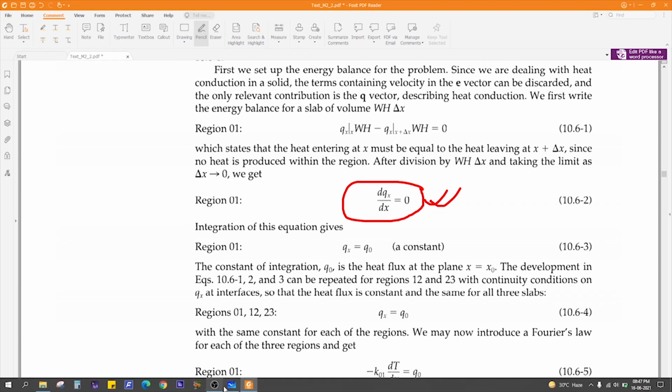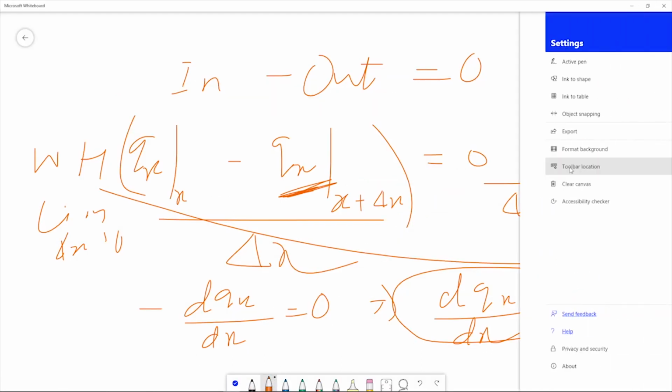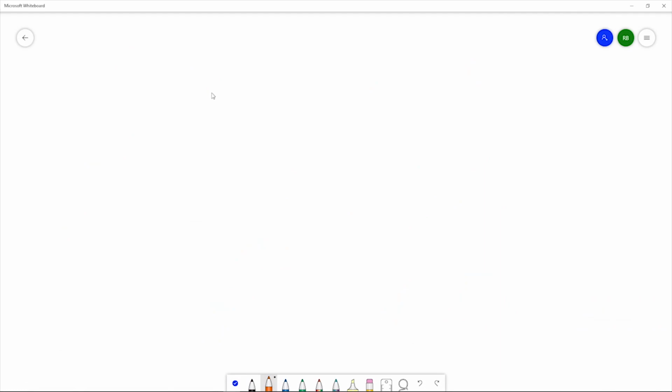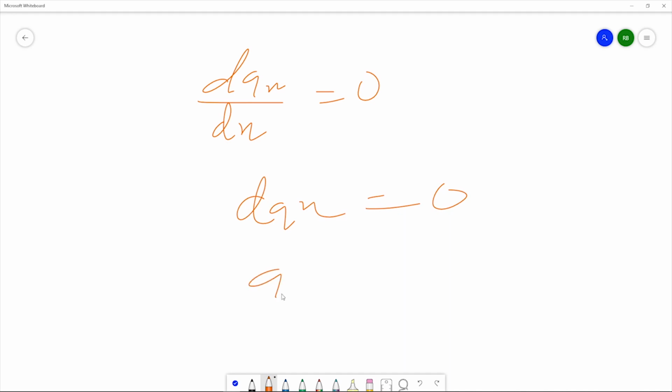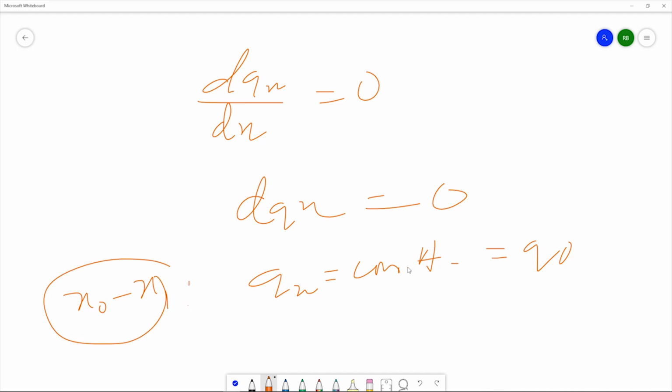So what will we get? You have got dQx by dx equal to 0, right? So you have to integrate. If you integrate it, you get nothing but a constant, that means Qx is constant. Let's say it is Q naught. Again, if you integrate from x naught to x1, which is region 1, we have got Q naught constant.